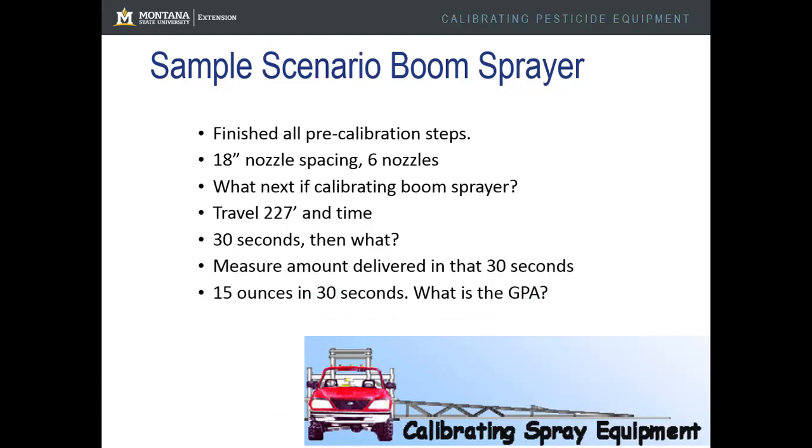You should collect liquid from one nozzle, not all nozzles, but one nozzle, for the same amount of time it took to drive the course test strip. In this example, you collected 15 ounces in 30 seconds. What is the GPA? The GPA, or gallons per acre, output of your sprayer is 15. What you collect in ounces is the gallons per acre output of the boom sprayer.